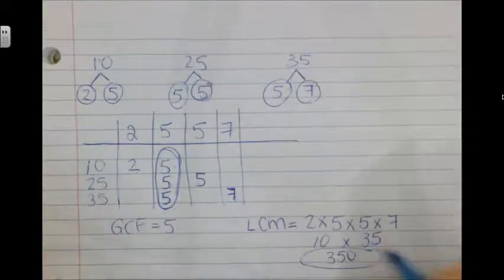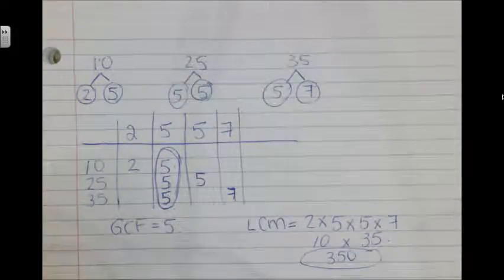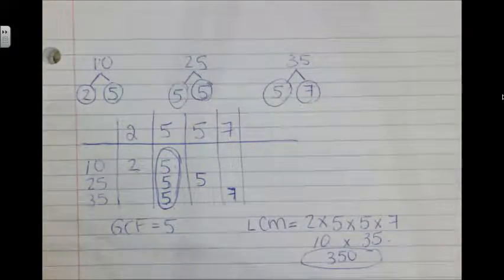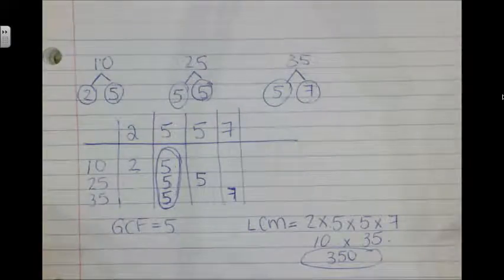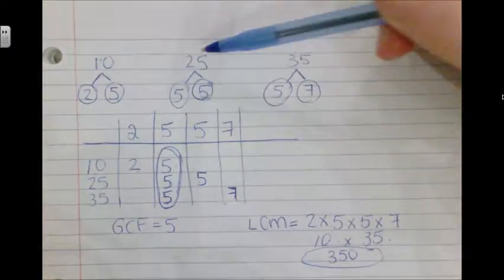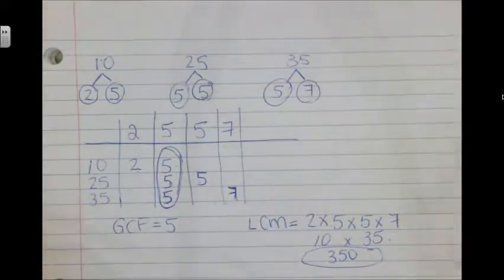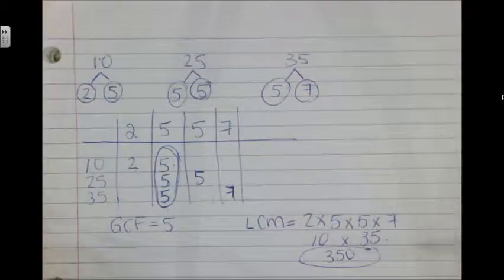But if you're doing this and you get to a point where you're not comfortable, if you can't do 10 times 35 in your head for whatever reason, say it was 12 times 35, then you just go on the side and actually do a long multiplication. You're able to find the answer. So in this case, the lowest common multiple of 10, 25, and 35 was 350. If you look up in your answer key, you'll see that it was 350.